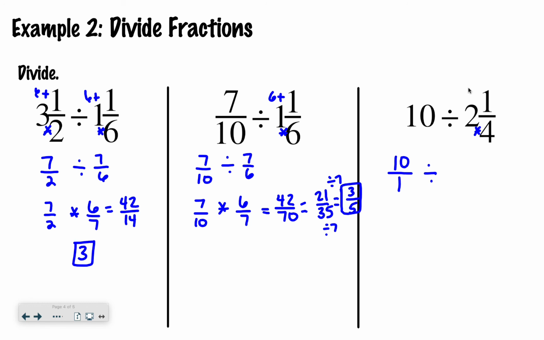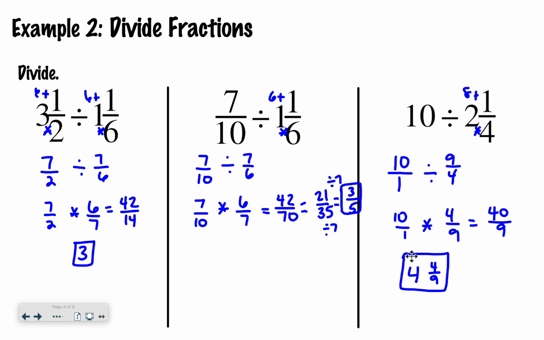I do 4 times 2 is 8 plus 1 is 9/4. And then I'm going to keep my first fraction, change to multiplication, and flip my second fraction. So now I have 10 times 4 is 40. 1 times 9 is 9. 9 goes into 40 4 times with 4 left over. So my answer is 4 4/9.